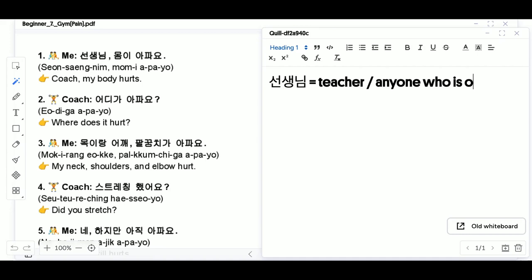So it can be a teacher or anyone who is older. Or on the street, if you want to talk to someone you met for the first time, you want to call them in a polite way, you usually say 선생님 instead of 저기요. And 몸 is body. 몸 is body.